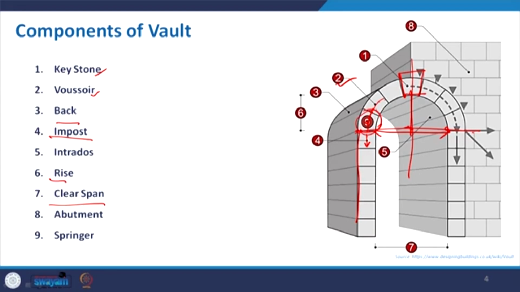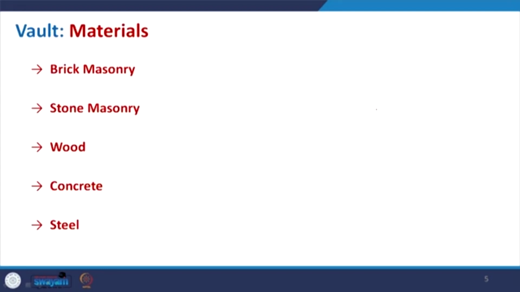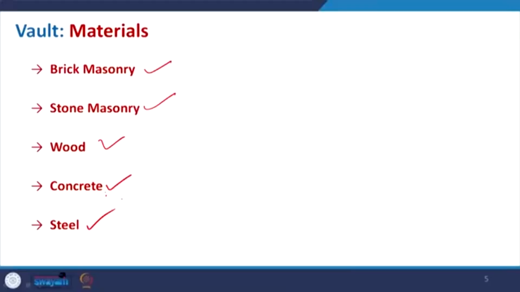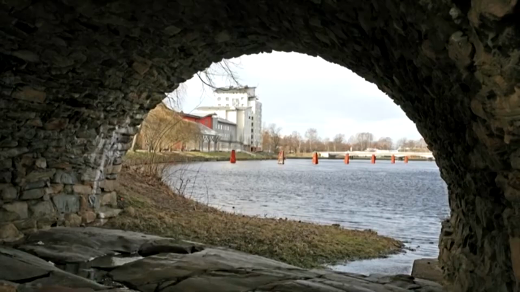Now, coming to the materials, it may be made of brick masonry, it may be of stone masonry. Sometimes we have also seen it made of wood, and then concrete. Definitely after the invention of concrete we have made many such structures which earlier used brick masonry, but with very light thickness, and to increase the span we used concrete, and then steel is also being used to take the form of a vault. Now, these are a few pictures we will go through.